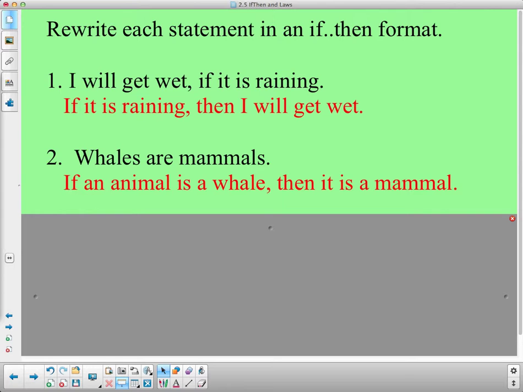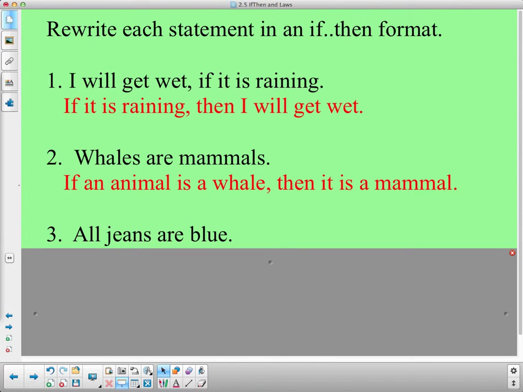Correct. Okay. All right, let's try all jeans are blue. Think about it. I'm not saying true or false. How would you put that in a sentence that has the words if and then that makes sense and doesn't change the meaning of it? And you might look at the one just above it, and that might give you a few ideas. You probably don't want to say if an animal is, but if what, then what?